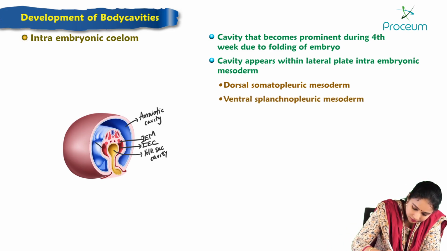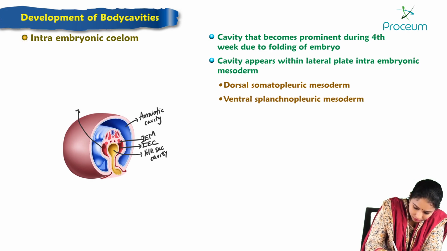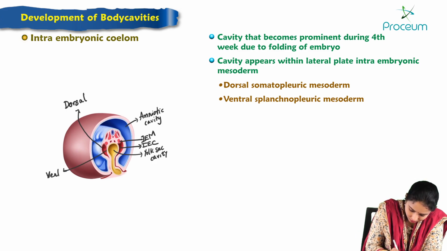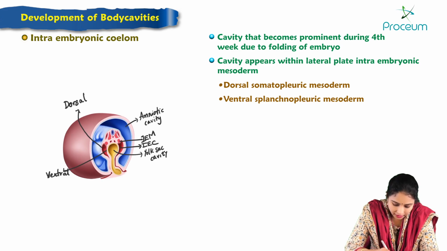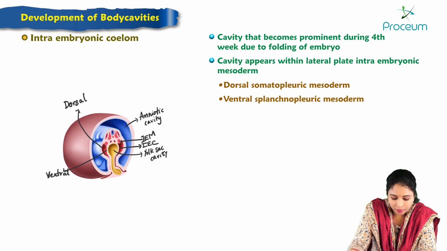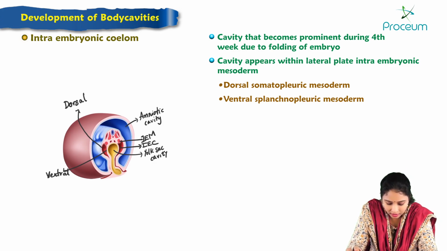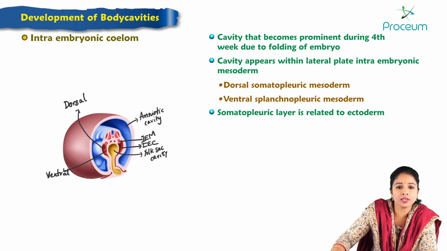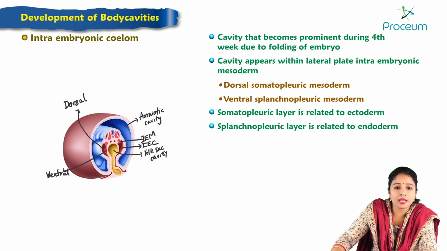We can see the lining along the inner side of the amniotic cavity, that is the dorsal somatopleuric mesoderm, and the ventral splanchnopleuric mesoderm along the yolk sac. So the somatopleuric layer is related to the ectoderm, and the splanchnopleuric layer is related to the endoderm, which is lining the yolk sac.